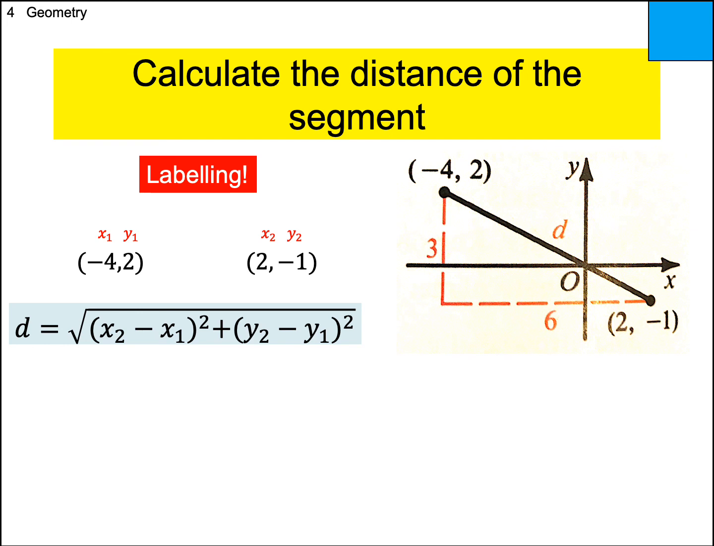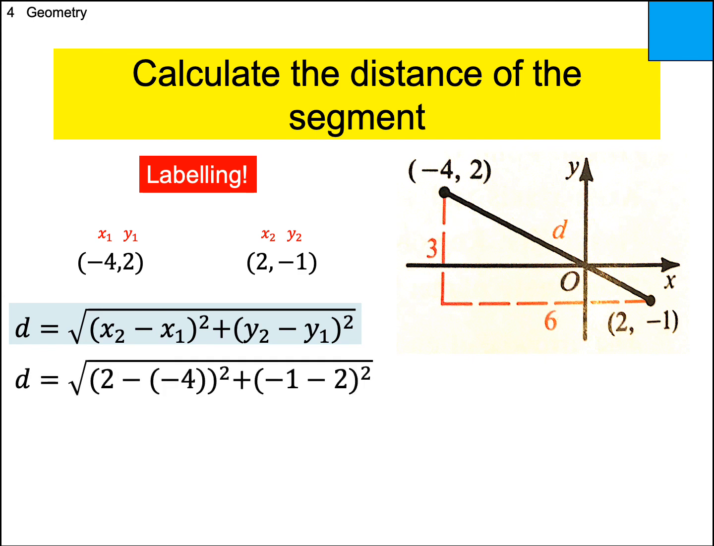Now it's just plug those numbers into the formula and just be careful because there's negatives involved. So let's see. The formula says d is equal to the square root of, open parentheses, x2. I'm just looking at my labeling. x2 is the value 2. Then there's a minus sign, and then it says x1. x1 is -4. Close your parentheses, and then square it. Plus, let's see, y2 is the value -1 minus, and y1 is the value 2.